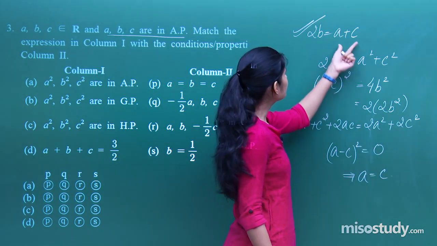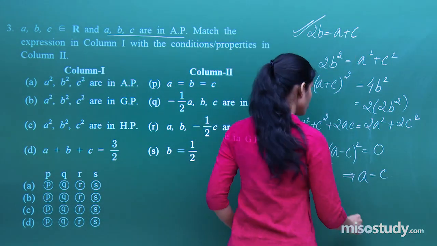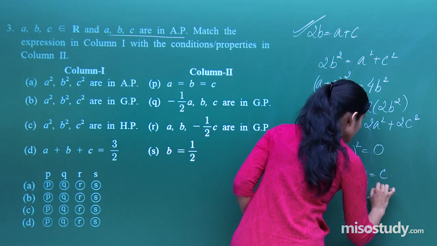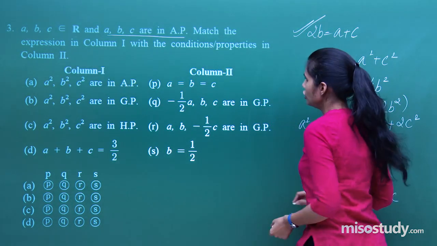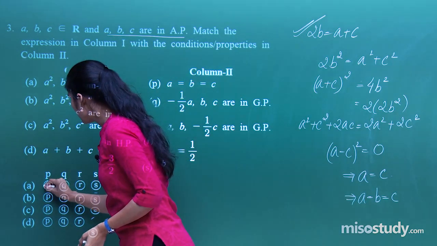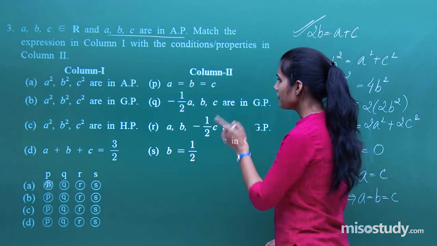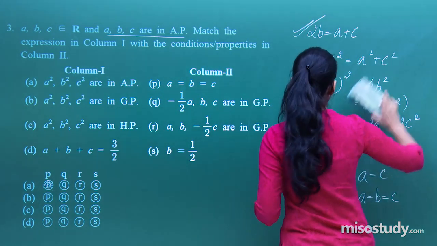If A comes out to be equal to C, again B comes out to be equal to A, which is equal to C. So you basically get A equals B equals C. So the first point gets matched to P. So corresponding to A, you basically shade P. Clear? Next you have A square, B square, C square are in GP.